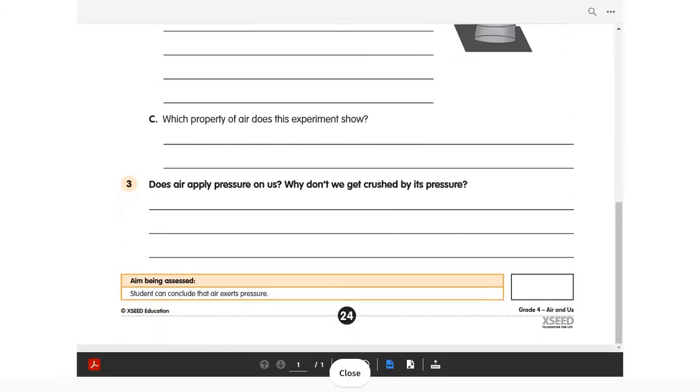Third question. Does air apply pressure on us? Why don't we get crushed by its pressure? We already discussed this question, isn't it? Watch the video carefully and write your answers.